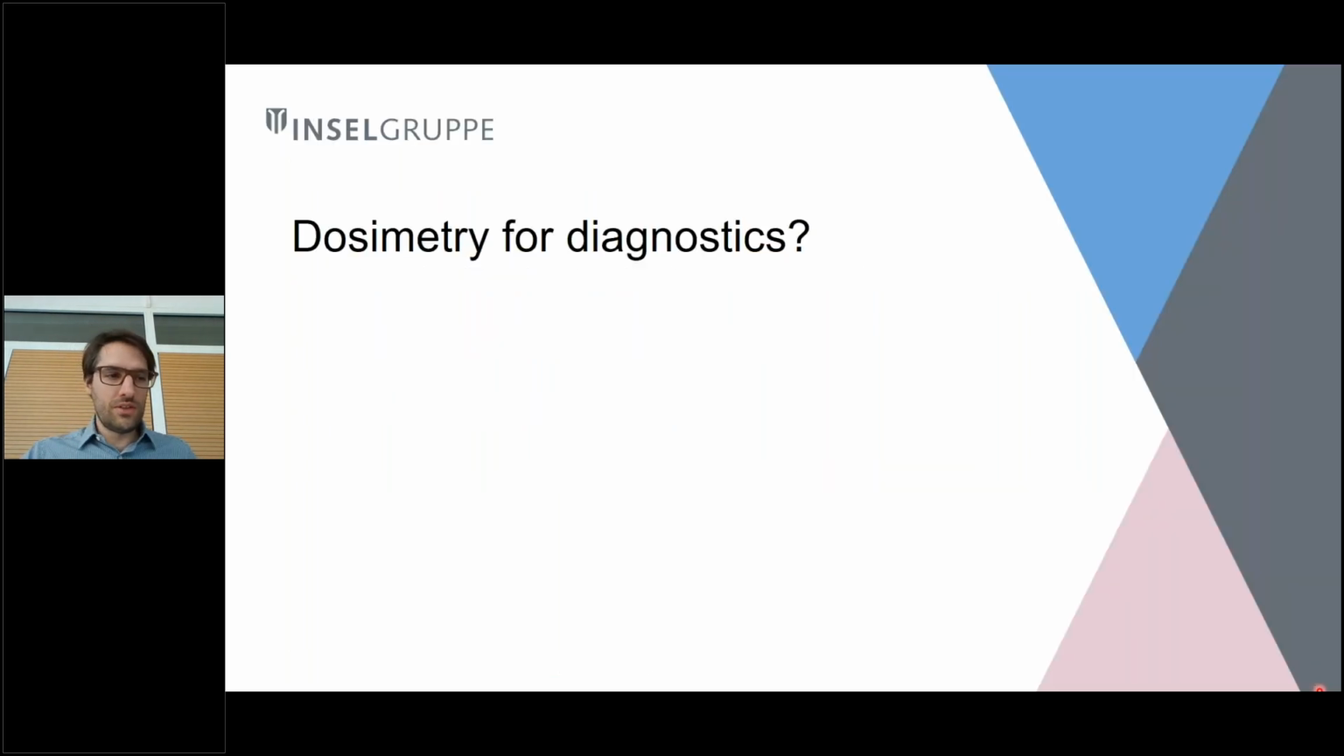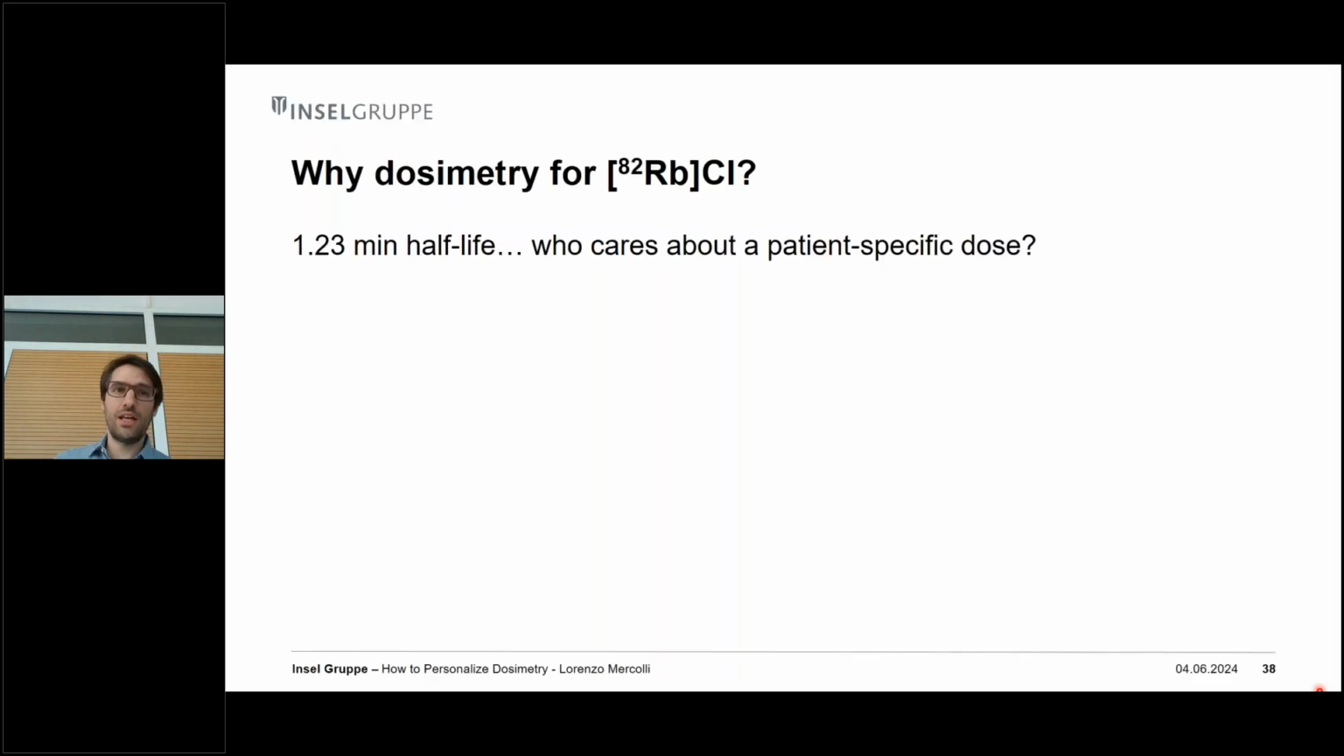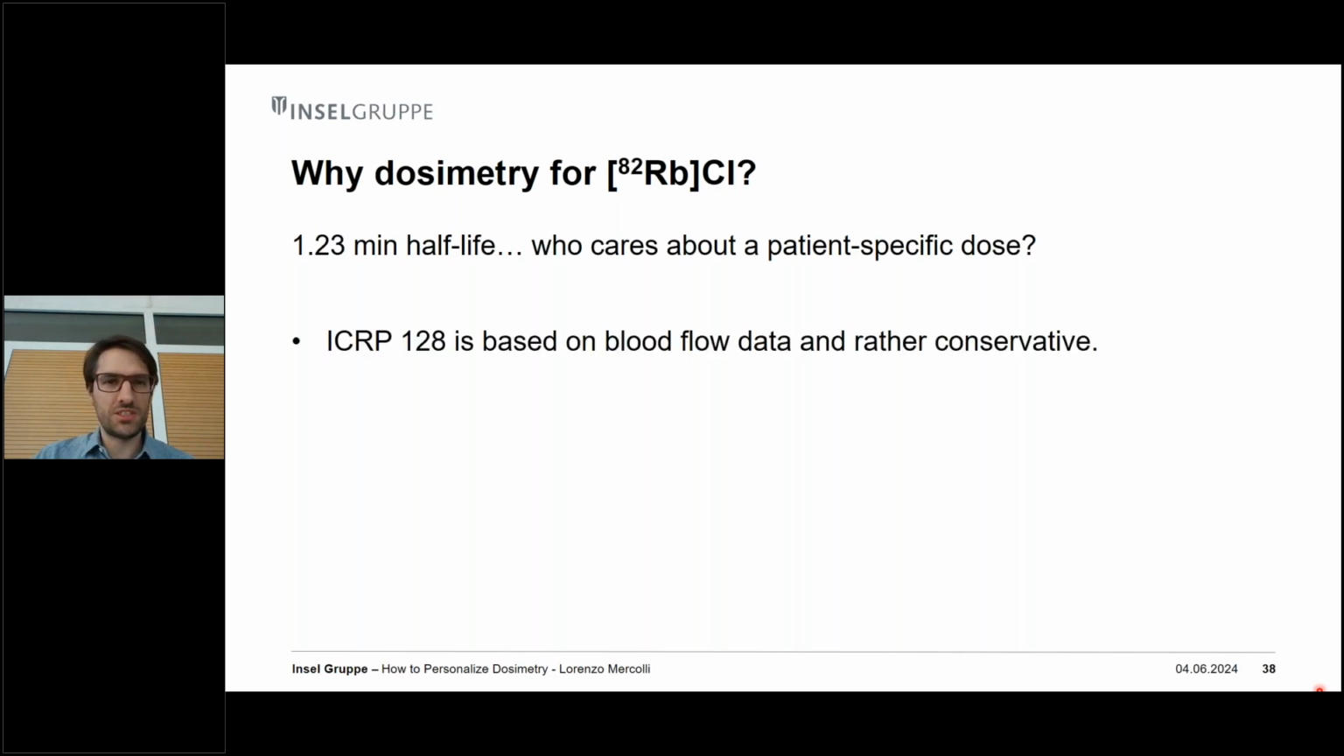Good. So what about dosimetry in diagnostics? I'd like to discuss the example of rubidium. The first question is, rubidium is a PET tracer for cardiac imaging with a 1.2 minute half-life. So who cares about the patient-specific dose? Because the half-life is so small, the dose is going to be very small. Why should we actually care about looking at patient-specific dose estimates?